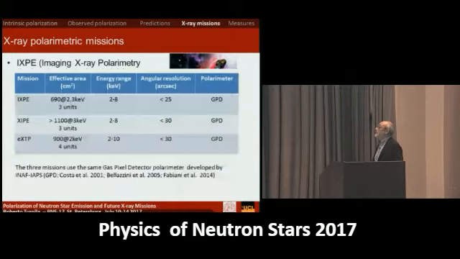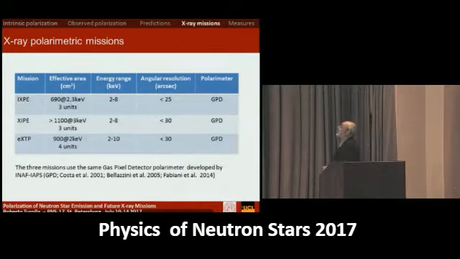The three missions use the same polarimeter, which is a gas pixel detector polarimeter, developed by the group of Enrico Costa and Paolo Soffitta, Bellazzini et al. at INAF in Rome. The main difference between the three missions is in the size of the telescope, and of course XIPE should have the larger effective area and IXPE the smaller.